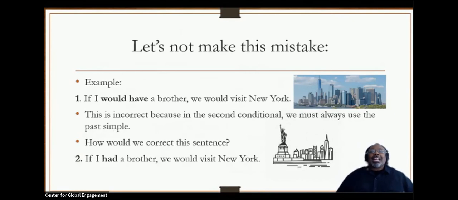So let's look at some mistakes that we do not want to make when using the second conditional. Why? Because these are common mistakes. First one, or actually, I think this is the last one because we don't have numbers, right? Okay, good. So the example is this. If I would have a brother, we would visit New York. Well, unfortunately, ladies and gentlemen, this is incorrect.